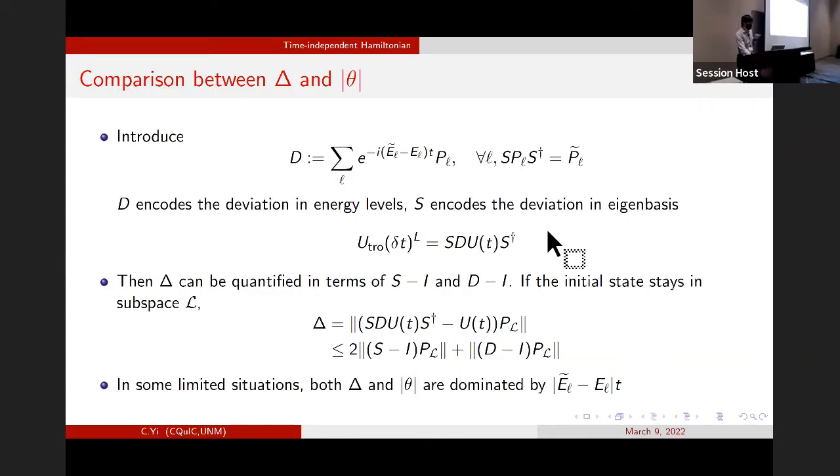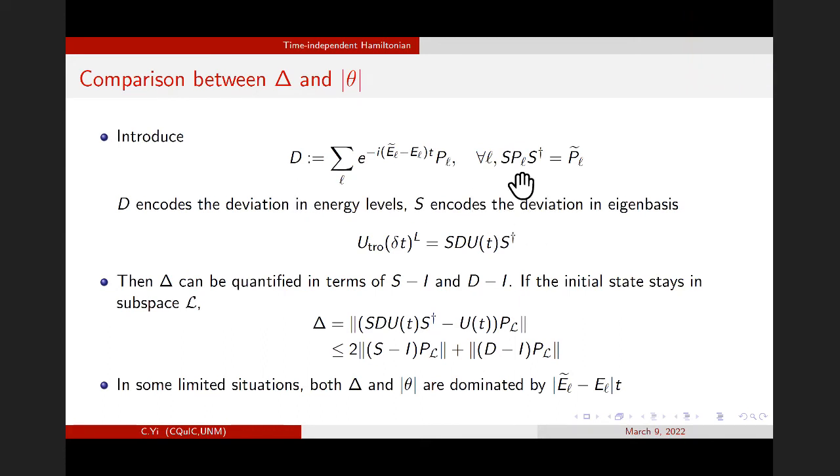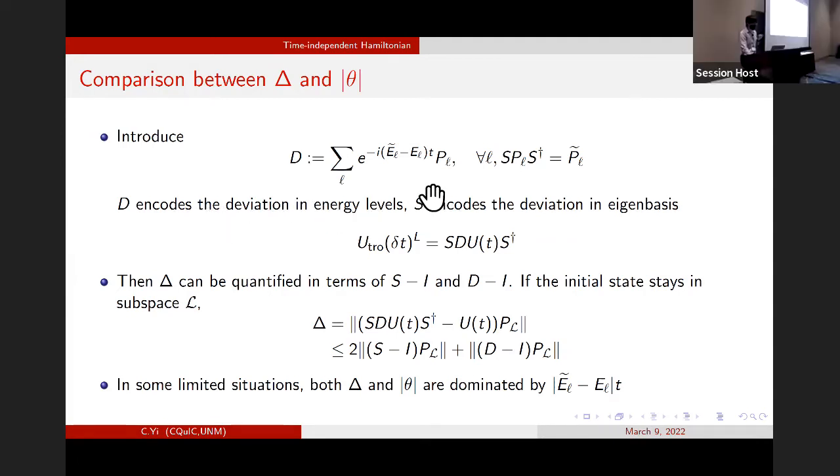So we can also use this perspective to analyze a more general situation. To do so, we introduce two operators, where the D operator encodes the deviation in energy levels, and S encodes the deviation in eigenbasis. So that the digital evolution operator can be written as follows.